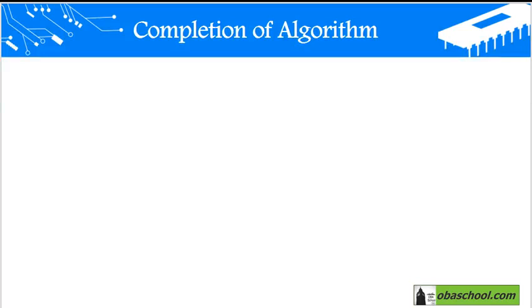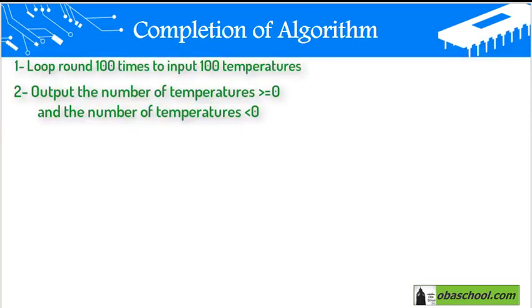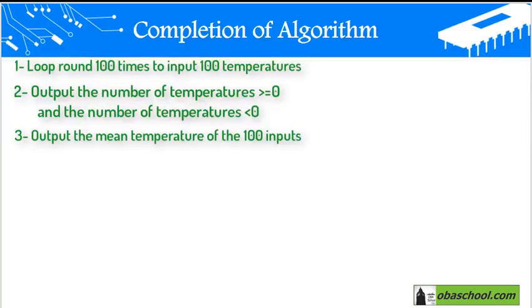The first task, to loop round 100 times to input 100 temperatures. The second task is to output the number of temperatures which is greater or equal than 0 and the number of temperatures less than 0. The third task is to output the mean temperature of the 100 inputs.